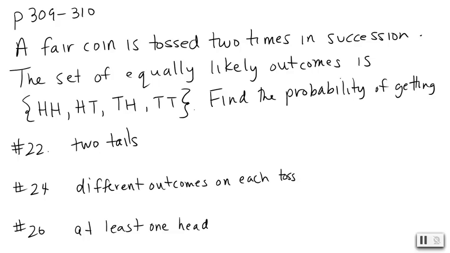On pages 309 and 310, there's this experiment where we flip a coin twice. Notice that they specify that the coin is fair, so that the sample space can be used for probability purposes. It says a fair coin is tossed 2 times in succession. The set of equally likely outcomes is, and then they give us this notation, and I want to remind you that we use H for head and T for tail. So the way to read this is that one outcome is that you get heads on the first flip and then heads on the second flip. Or you could get heads on the first flip and tails on the second flip. You could get tails on the first flip and heads on the second flip, or you could get tails both times, for a total of 4 outcomes.